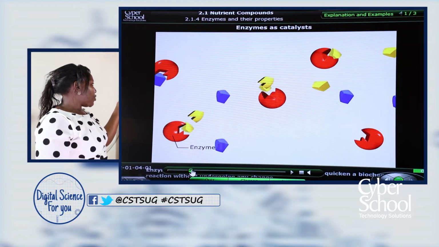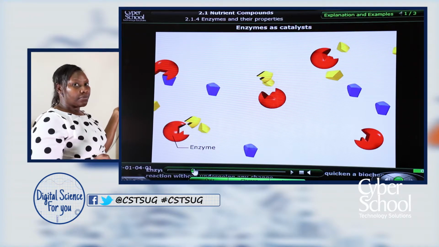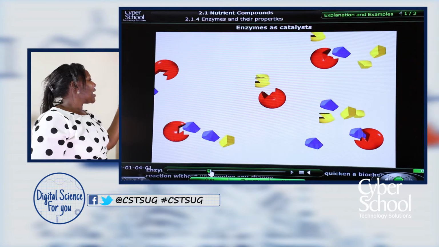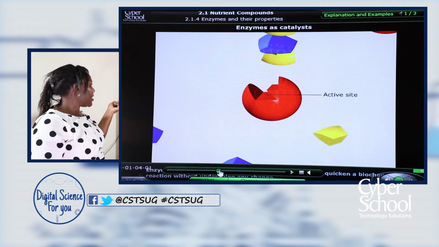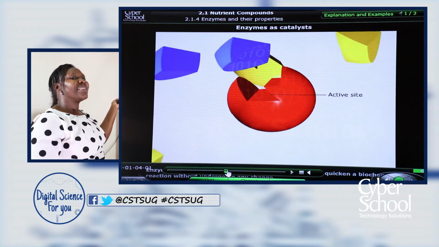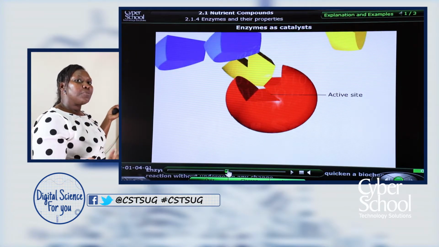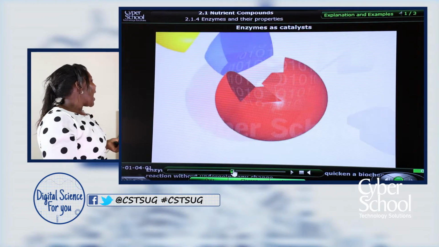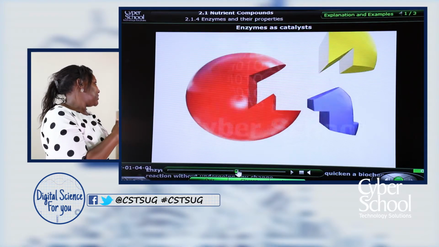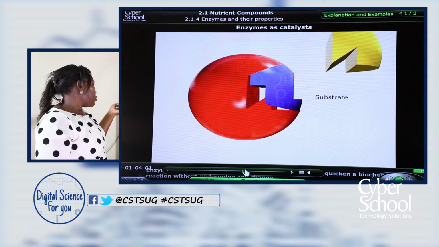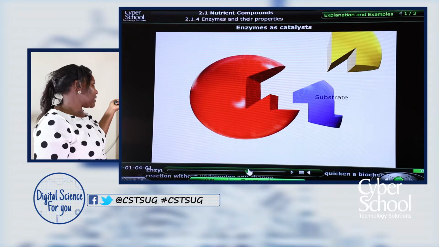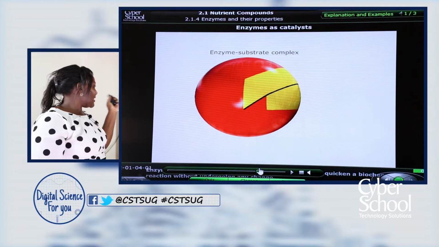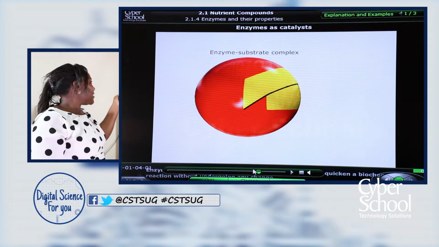All those are substrates in blue and in yellow. They are all substrates. Our enzyme is red. Now, which substrate will be catalyzed, will be broken down? Check that yellow one. That is the active site. The particular site where a substrate binds with the enzyme is called an active site, and it must fit exactly. Let's see that substrate. Does it fit? No, it does not fit. Therefore, check that. That one fits exactly.